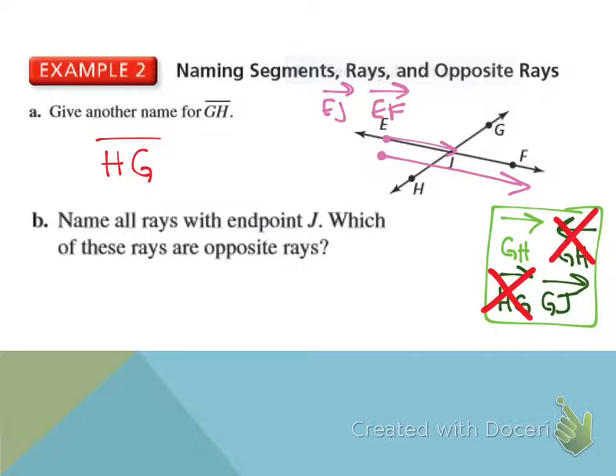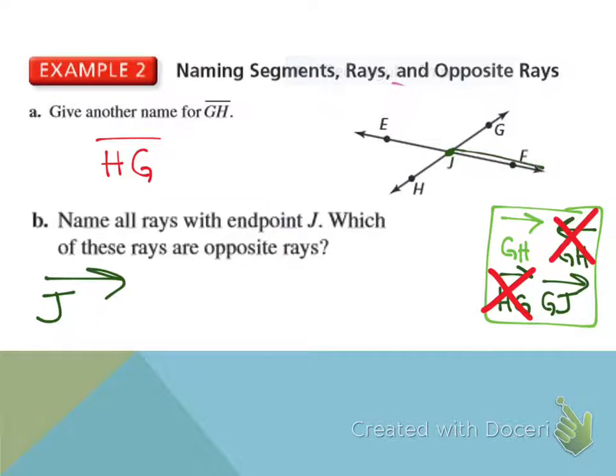Okay. All right, so we're going to name some rays with the endpoint J. So again, J is a point, it's just in the middle. What is one ray with the endpoint J? First of all, what will my first letter be in this ray then? J. So just pick a ray.